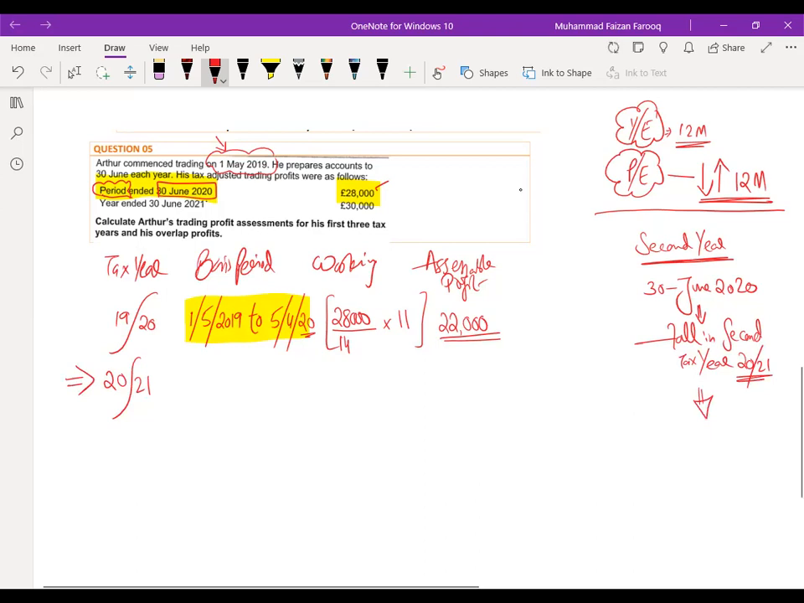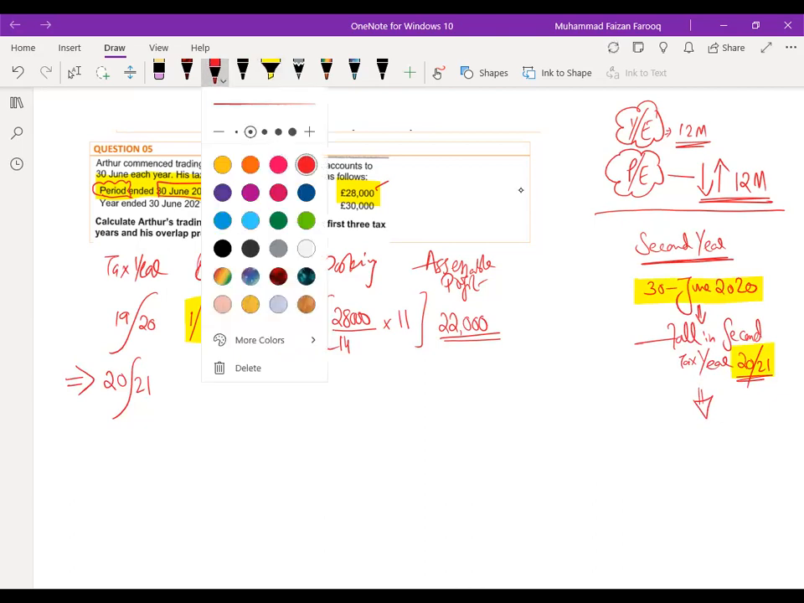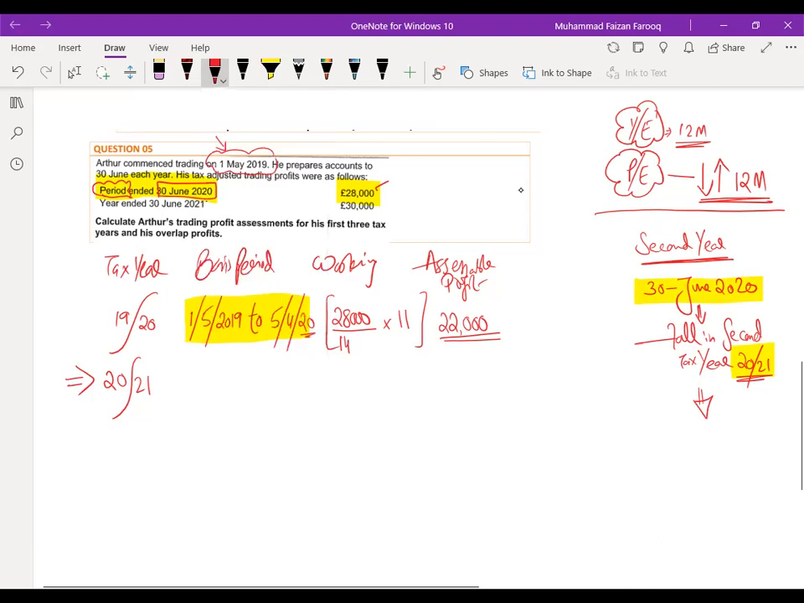Does this particular date, 30th June, fall in the 2021 year end or not? Yes, it does. Okay, so the answer is yes. Then what did we learn? That if it is exactly year end, rule 1 applies. Then we apply the same thing.